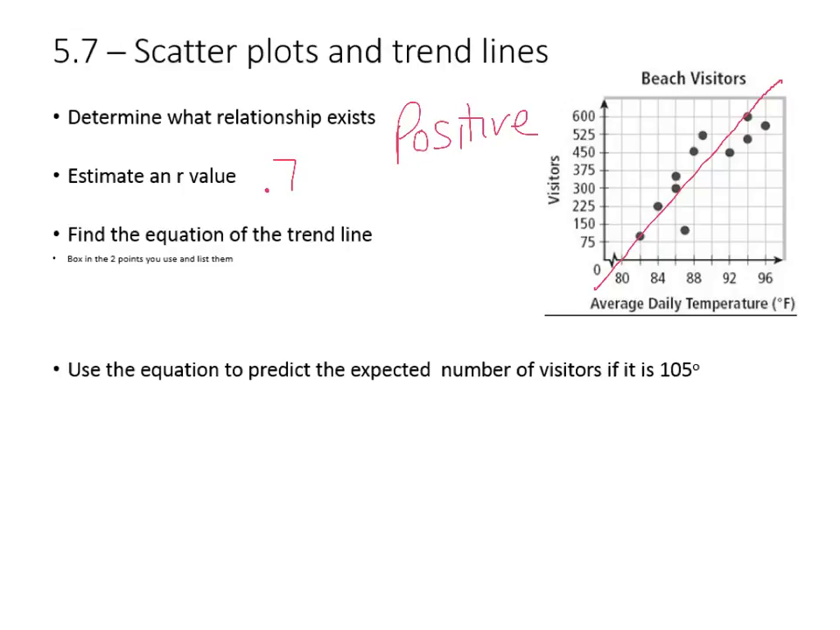Okay, if I'm going to look at this, we're going to box those 2 points in. I'm going to say this point right here looks like a pretty good grid line point. What is that ordered pair? Let's see, it's 92, 525.